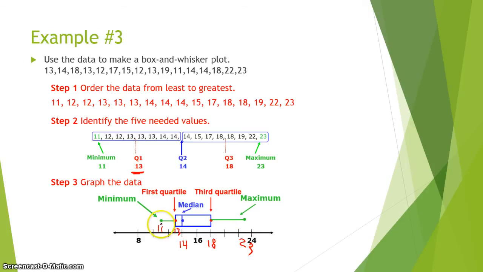So notice how they have a point at each value we found, and then the whiskers are from your minimum to your first quartile, and from your third quartile to your maximum, and then they put the box around your first quartile, the median, and the third quartile. So this part here is your interquartile range, and here we have our whiskers. So that's why it's called a box and whisker plot.